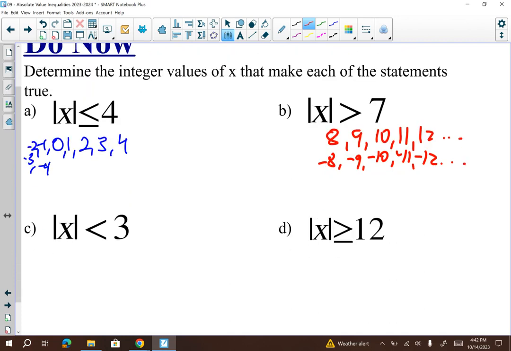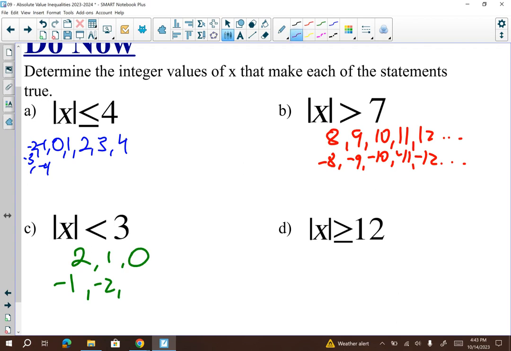C, we have the absolute value of x is less than 3. Well, absolute value of 3 is 3. Is that less than 3? Nope. But 2 would work, 1 would work, 0 would work, -1 works. Absolute value of -1 is 1, which is less than 3. -2 works. Would -3 work? No, because the absolute value of -3 is 3, which is not less than 3. Would -4 work? No, because the absolute value of -4 is +4, which is not less than 3.